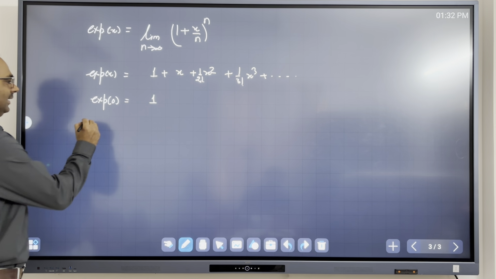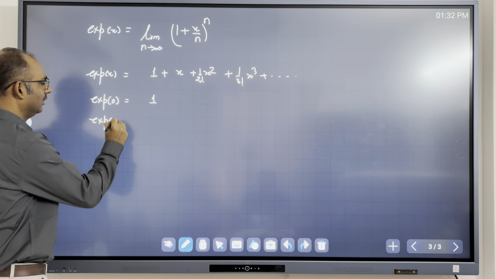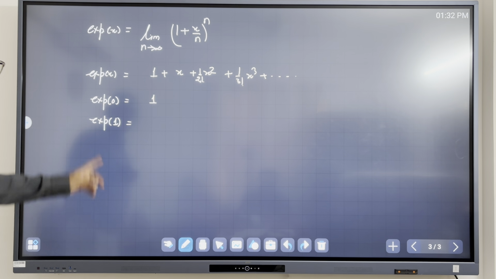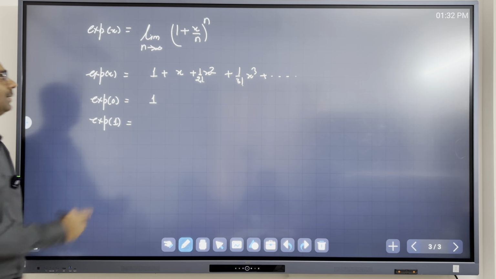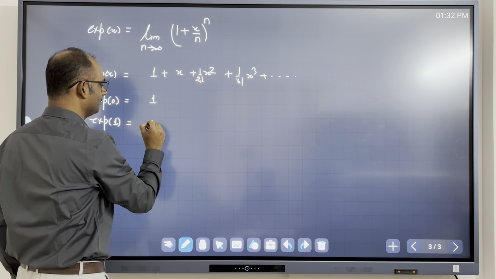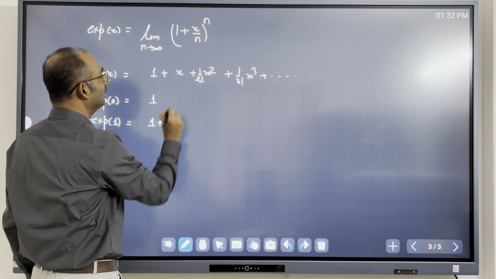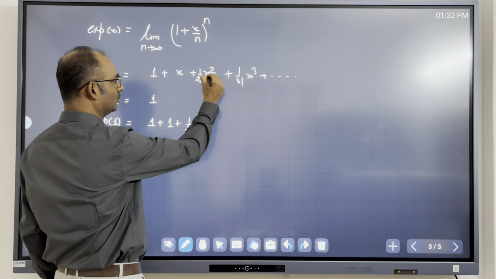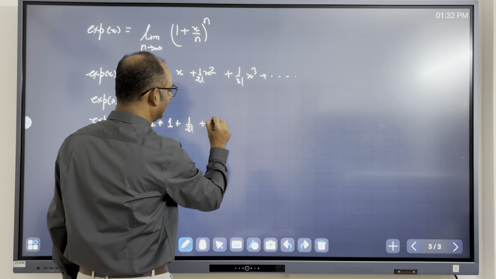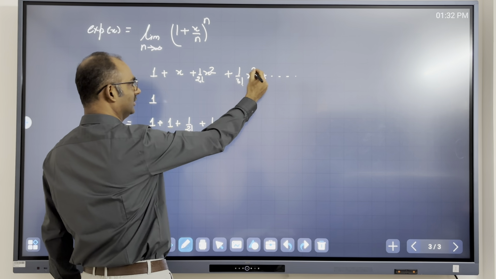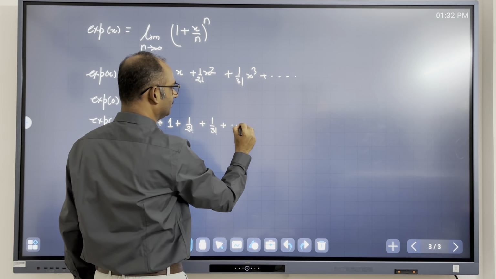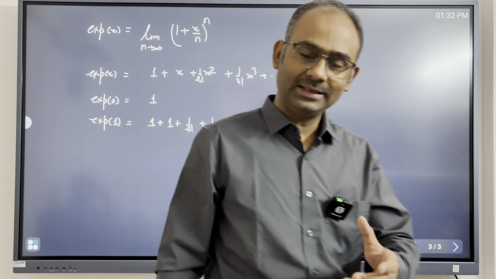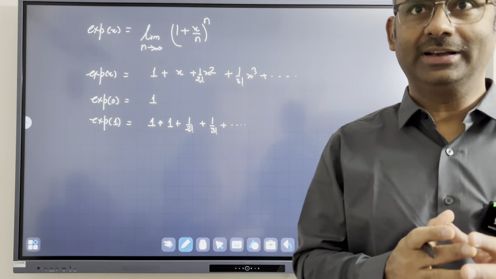Okay, let's look at exponential of 1. What is exponential of 1? I put x equal to 1. So it is 1 plus 1 plus 1 over 2 factorial, x square is 1, plus 1 over 3 factorial, x cube is 1 because x is 1, and so forth. Is that fine?